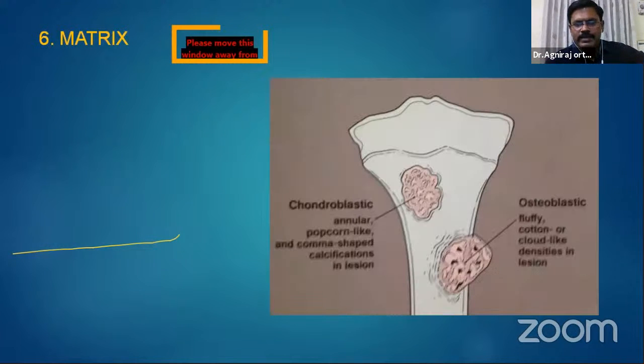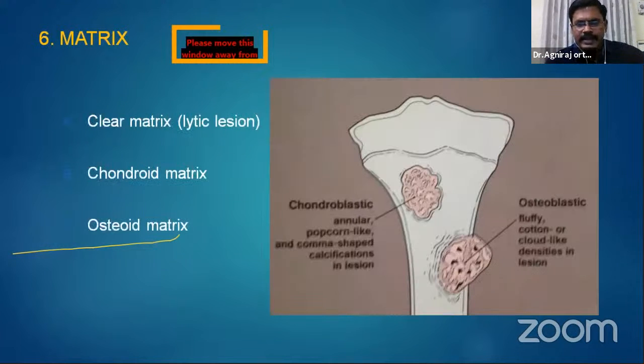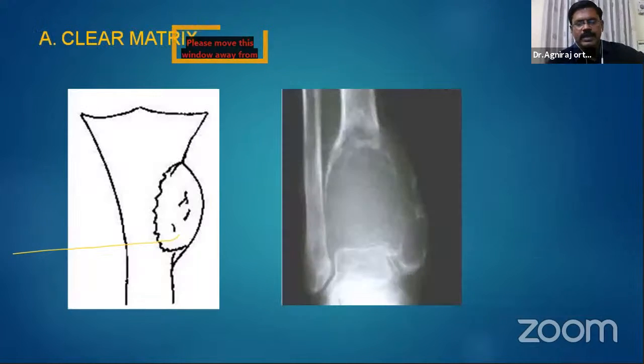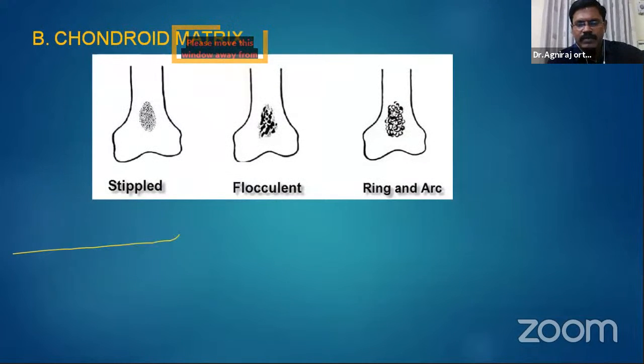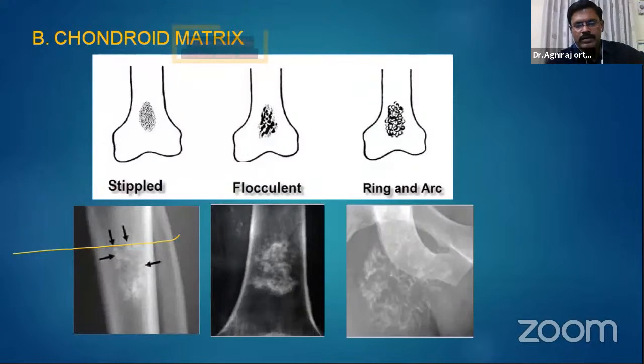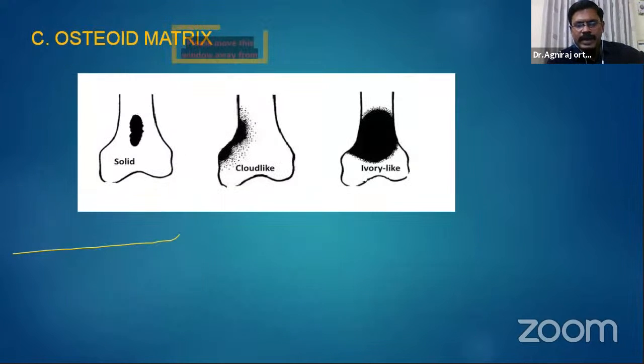So matrix: lytic lesions produce a clear matrix or soft tissue matrix. Sclerotic lesions produce two types: chondroid matrix and osteoid matrix. Chondroid matrix has three types: stippled, flocculent, and ring and arc. An example of stippled is enchondroma. Flocculent and ring and arc can be both enchondroma and chondrosarcoma. And osteoid matrix is solid, cloud-like, and ivory-like.